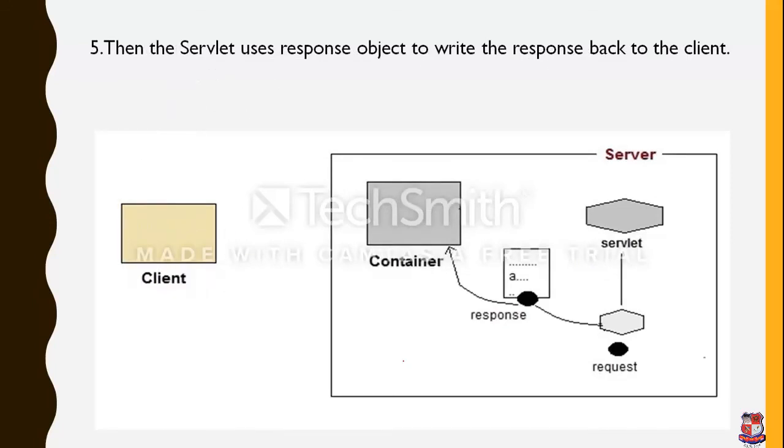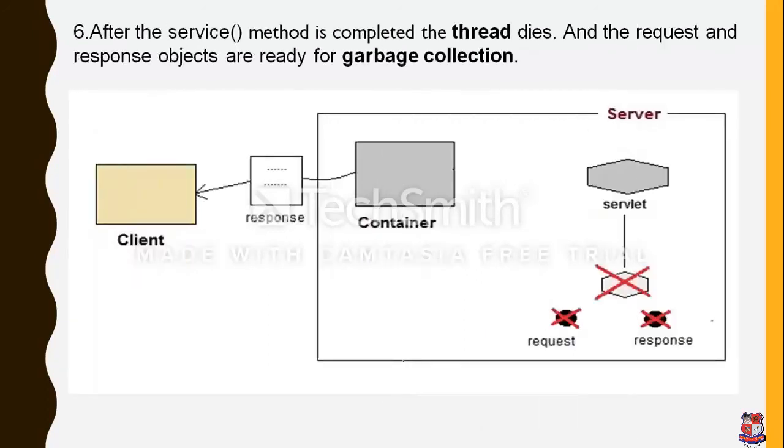Then the servlet uses the response object to write the response back to the client as they wanted. After the service method is completed, meaning the response is sent to the client, the thread dies and the request and response objects are ready for garbage collection. Means once your response is sent to the client and the destroy method is invoked, the request and response objects are automatically garbage collected.